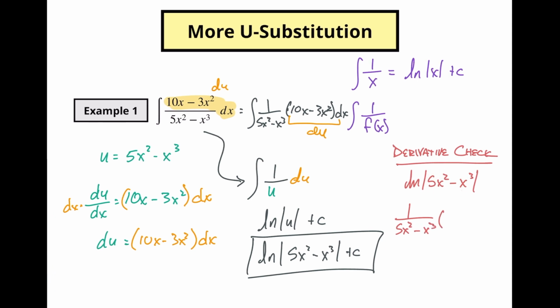Well, that's going to be our 10x minus 3x squared. And as we can see, if we move this up into our numerator properly as one fraction, we're going to have 10x minus 3x squared all over 5x squared minus x cubed, and we match our original function right here. So we did a good job. You did good. Well done.